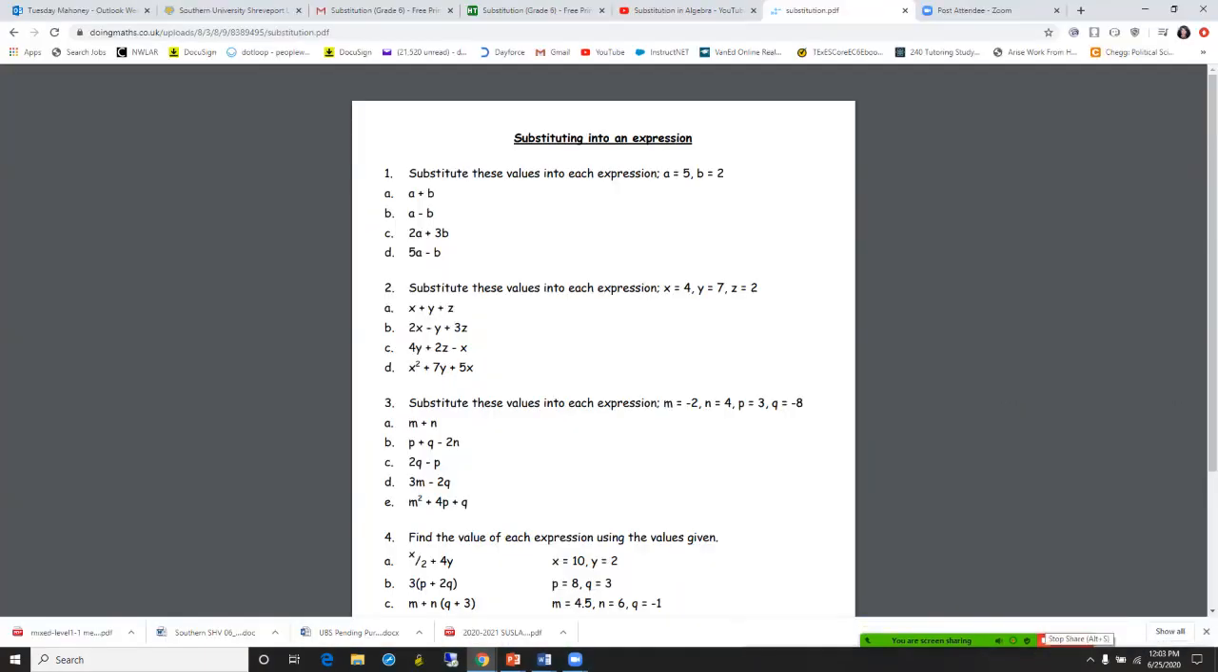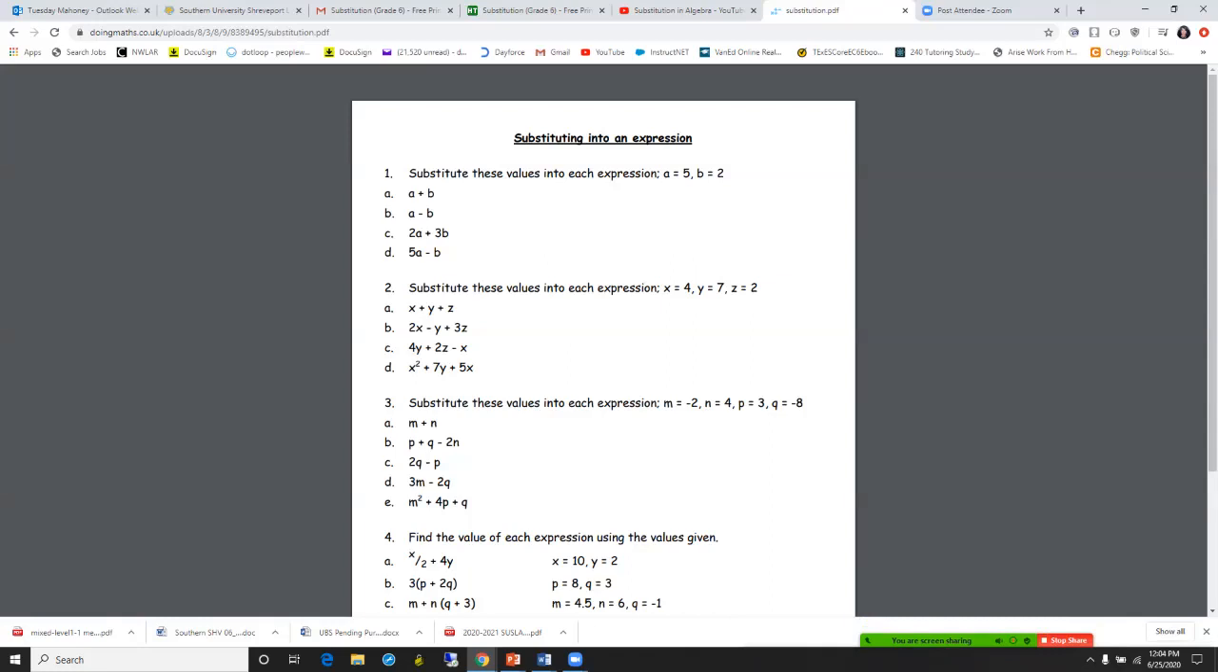Okay, class, welcome back. We just saw the short video on substitution. What I'm going to do today on your worksheet is just show you the basics of substitution in expressions. Let's look at number 1 on your worksheets. Number 1, you're going to substitute these values into each expression.